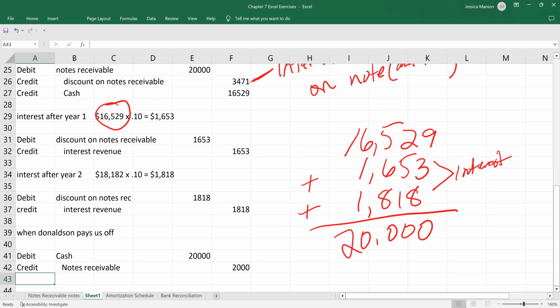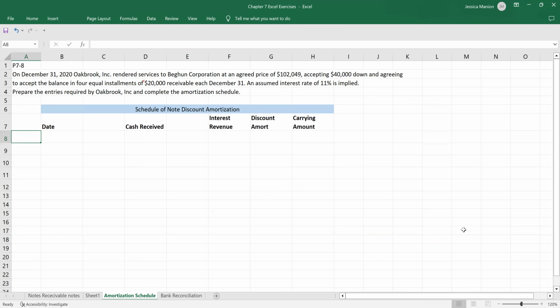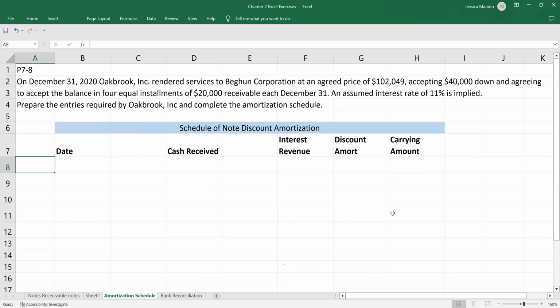Okay. Let's do one more of these. And then also on this one, I'm going to fill out the amortization schedule. This amortization schedule we use a lot. For example, we use this when we get to bonds payable, notes payable transactions as well. So we're going to see these amortization schedules again. But let's look at this one. So this one out of our book, this is problem 7-8.